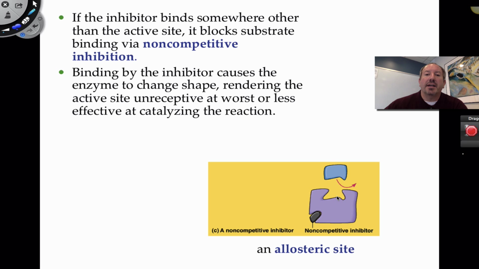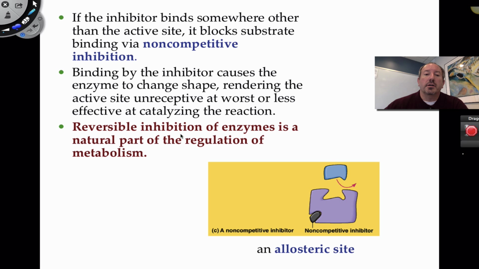And so it makes the active site unreceptive. This is critical. I put it in red here. It's reversible, and it is the way in which enzymes can actually truly regulate metabolism. Because the truth is, enzymes are incumbent to increase the rate of a reaction just by the nature of what they do.